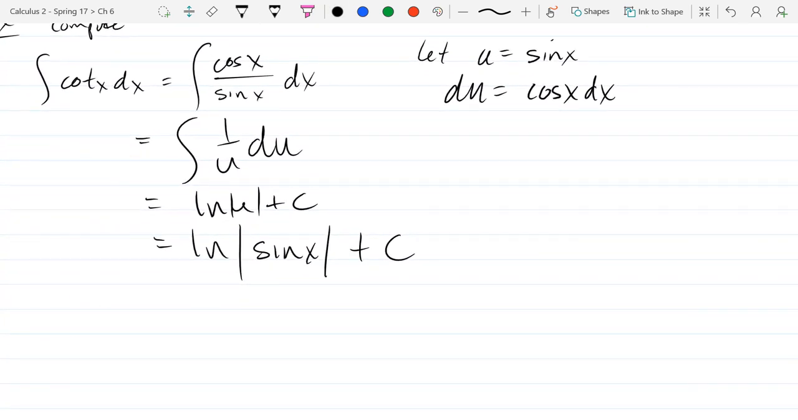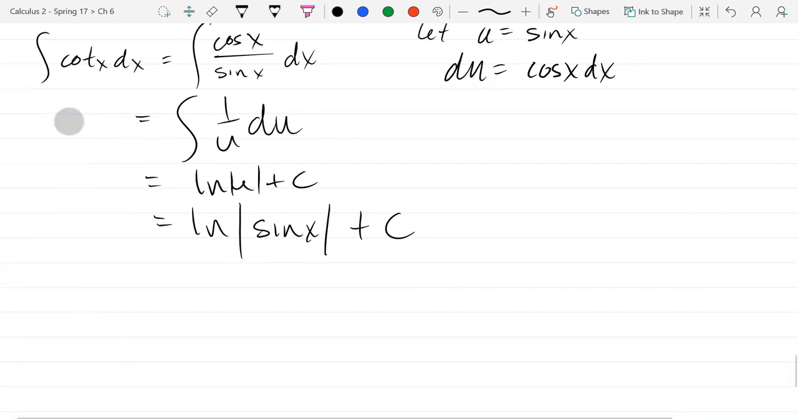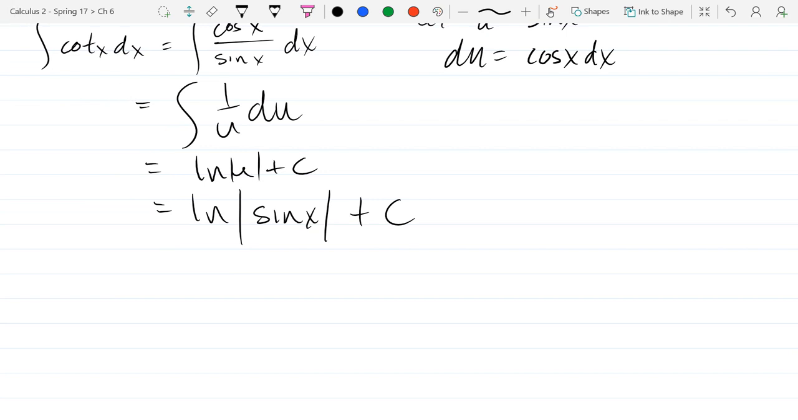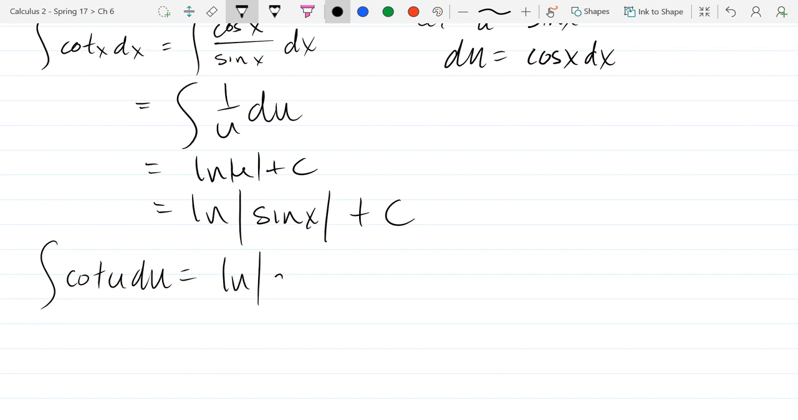So you pretty much get the same thing except sine instead of cosine, and you didn't have a negative sign creep in. So there's no negative sign on this. So writing it out with u's, integral of cotangent u du is ln sine u plus c.